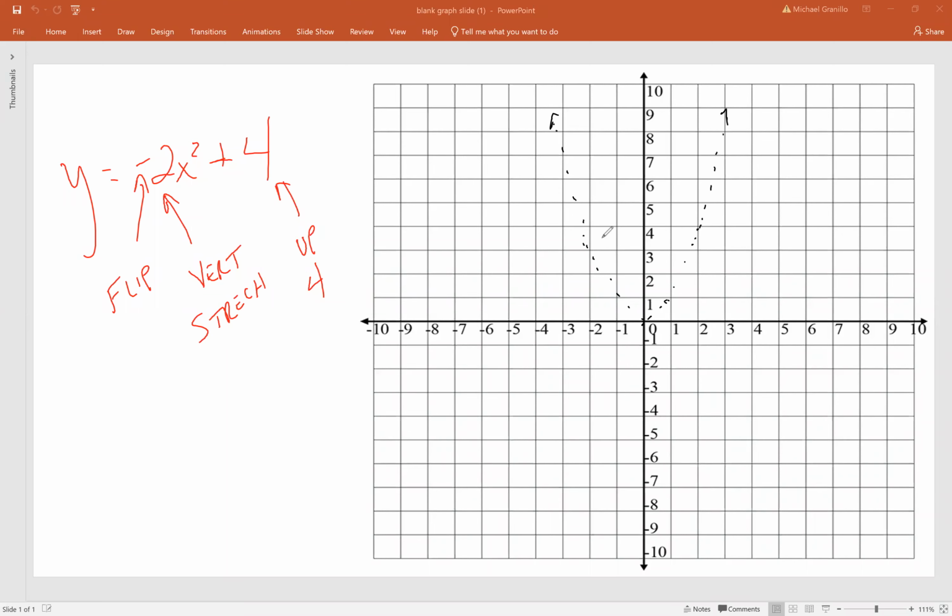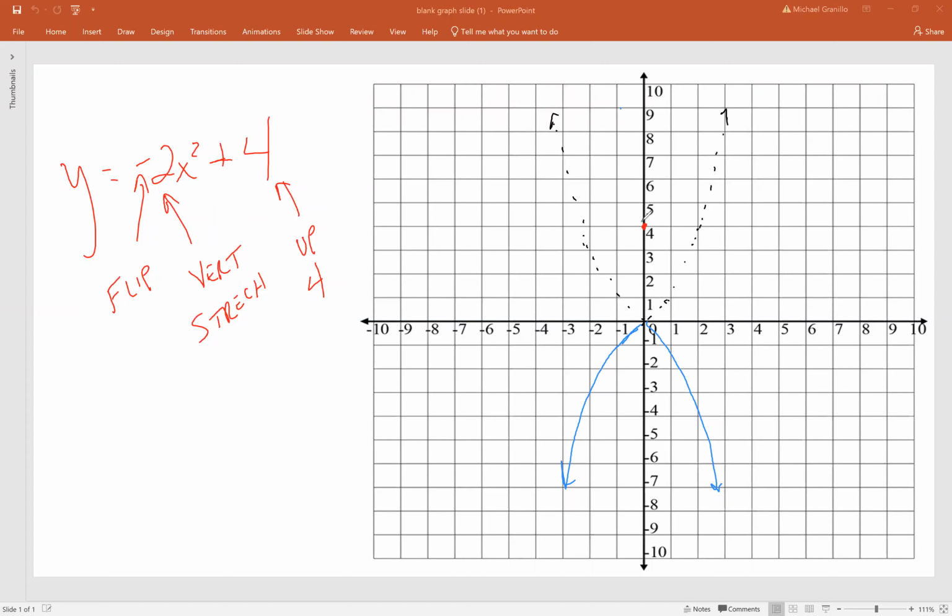Remember, our black graph here is our normal graph. Okay, so we would flip it, and I'm going to do this one in a dotted line. Actually, I'll do it in a different color so you can see it, maybe. Okay, it would flip it upside down, right? If that's all there was. Okay, but we're also going to move everything up 4. So our vertex, which is right here at 0, 0, is now going to move up here to 4.